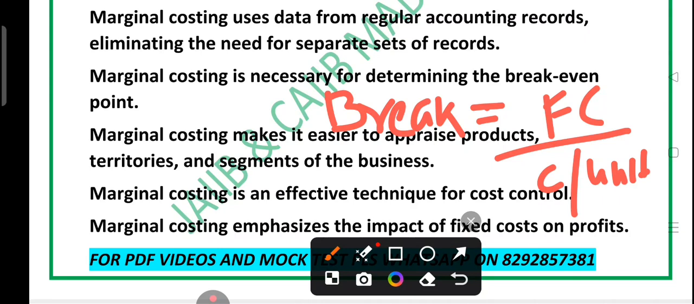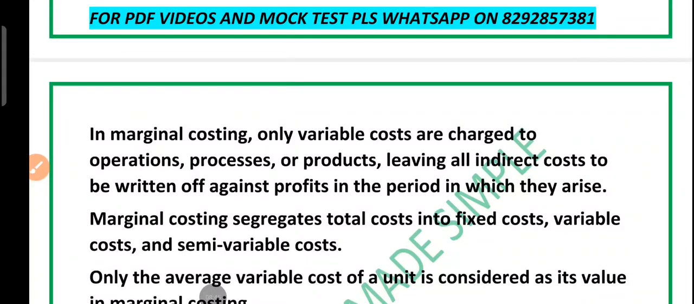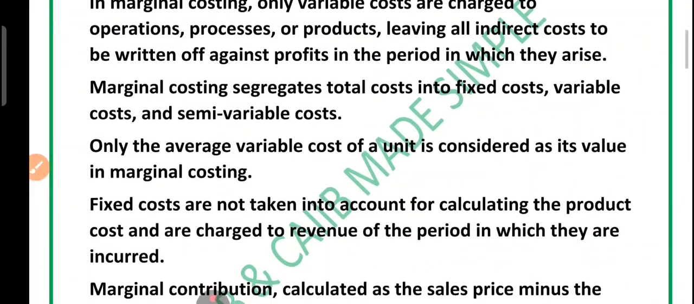When I say contribution per unit, it means how much money from the total revenue is going toward covering the fixed cost as well as the profit. That is what our contribution tells you. So whenever you want to find the break-even point, just divide the fixed cost by the contribution per unit.